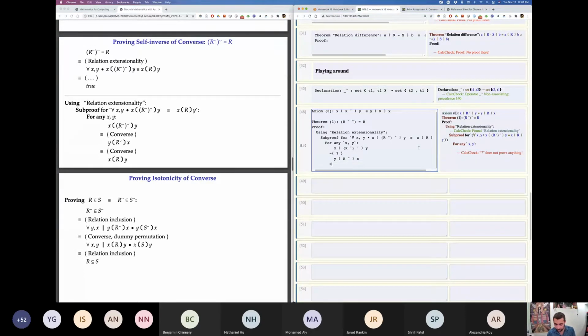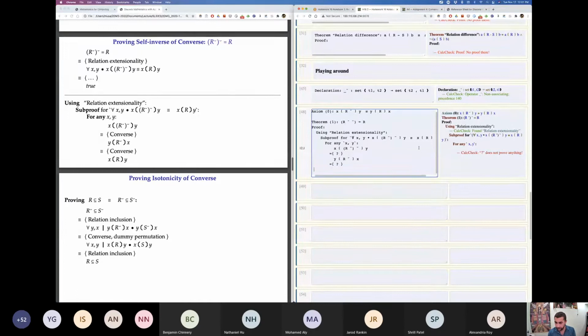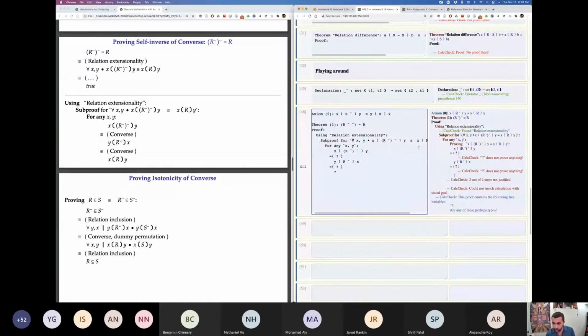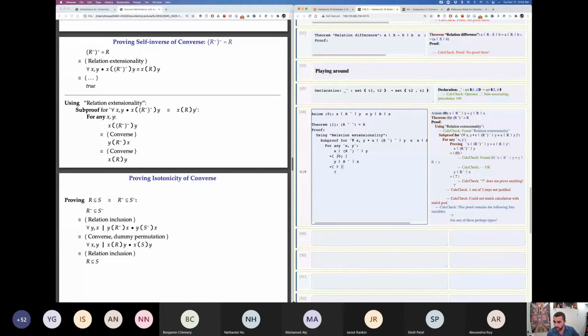Does anybody want to say what's going on in the first step? Axiom 0, exactly. The definition of converse, which we said is just 0. Excellent. And what do we do here next?